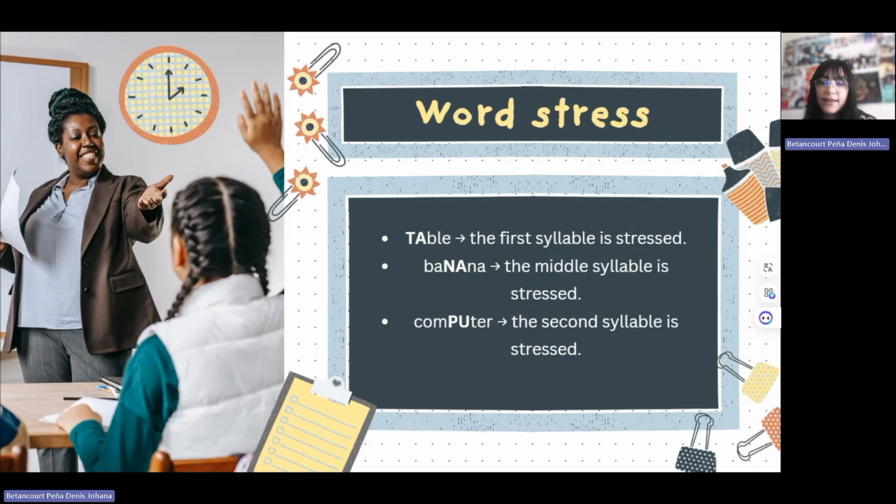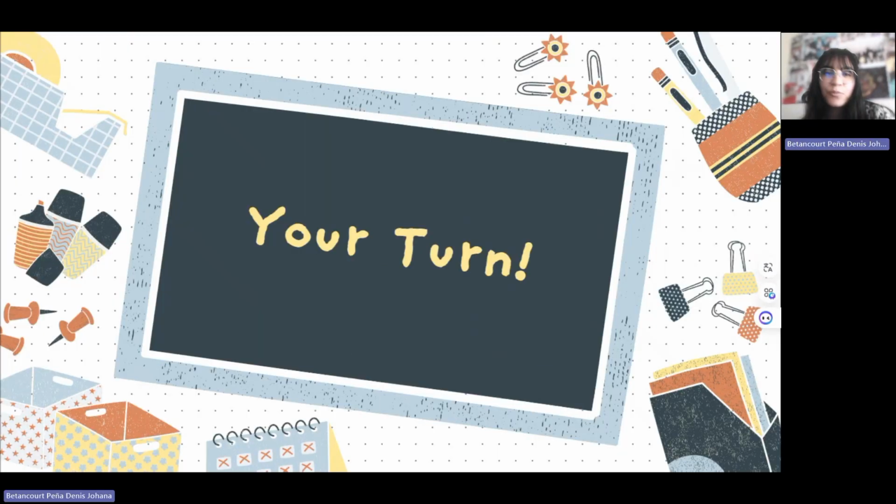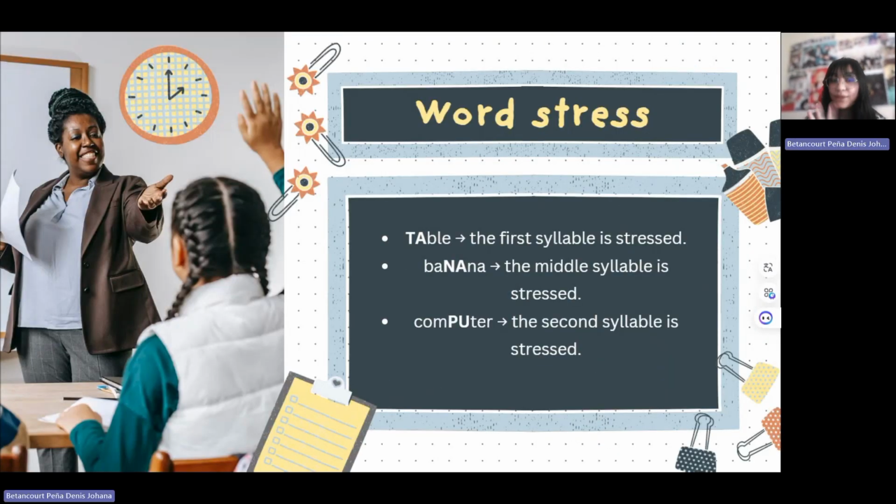And the third example is computer. When you pronounce that word, you can notice that the second syllable is stressed, computer. So repeat after me, please. Computer. So, with this, we can understand that using the word stress correctly helps us to sound more natural, fluent, and of course to sound clearer in English when we are talking.